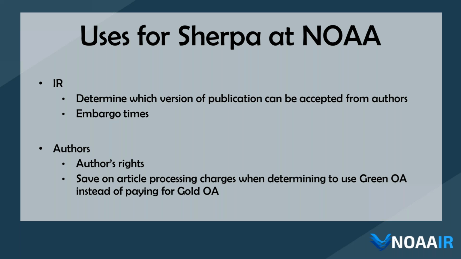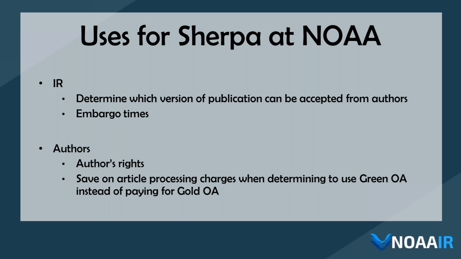The authors can use Sherpa Romeo for a number of different reasons for the same sort of information. If you have a ResearchGate page or a professional homepage that you want to include copies of the articles, it can tell you your rights on that and what version you can post. And then they can use it when deciding on where to publish. If you wanted to look up the rights beforehand, you can determine whether or not to use green open access instead of paying for gold open access.